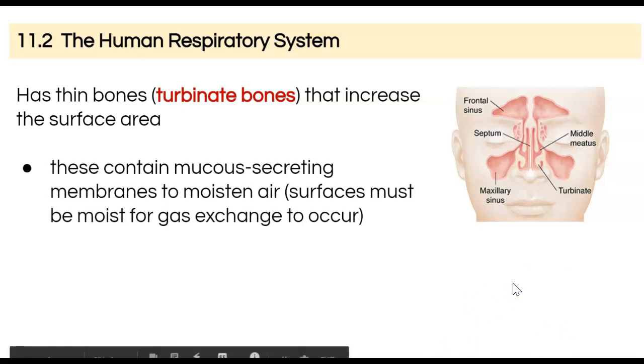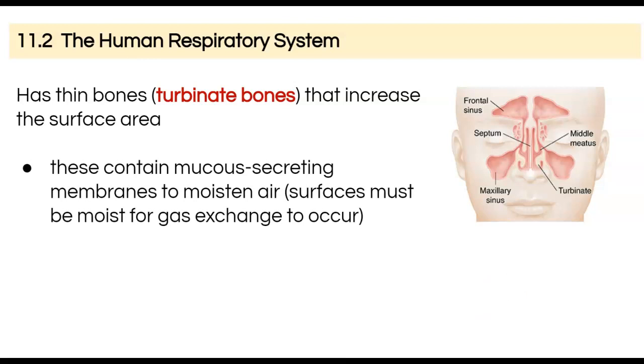As we mentioned, those ciliated cells on our turbinate bones are going to be secreting mucus, and the mucus is there to serve a couple of functions. First, it's going to moisten the air, and that moistening also kind of warms it up as well.